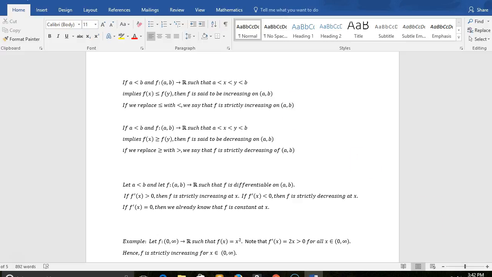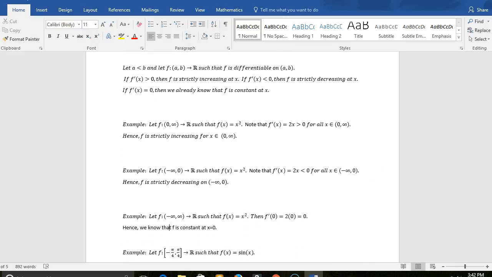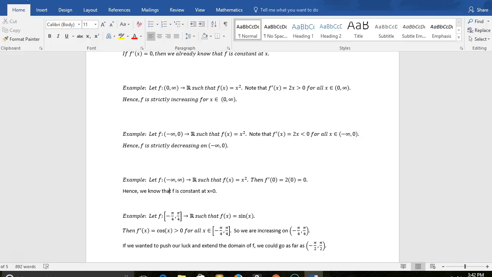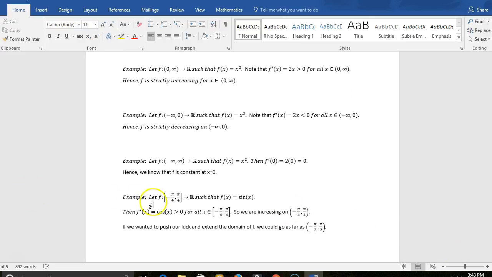We just don't like it, okay? Let's not do it, okay? I don't think your professor would like it either, to be honest. So look, but consider the function from this closed interval, negative pi over 4 to positive pi over 4, into R, such that f of x equals the sine of x. Then f prime of x equals the cosine of x, which is greater than 0 for all x in the closed interval. So we're increasing on this corresponding open interval right here.